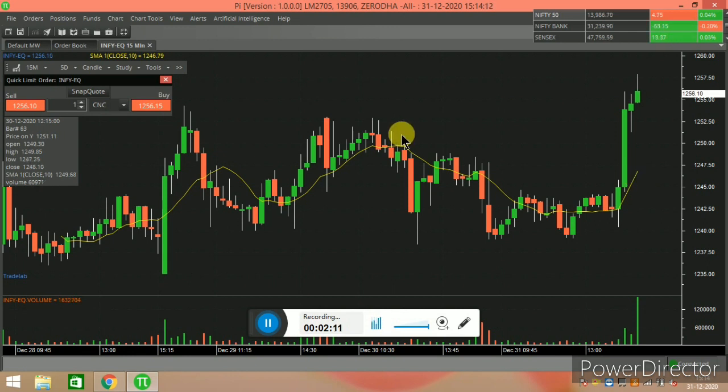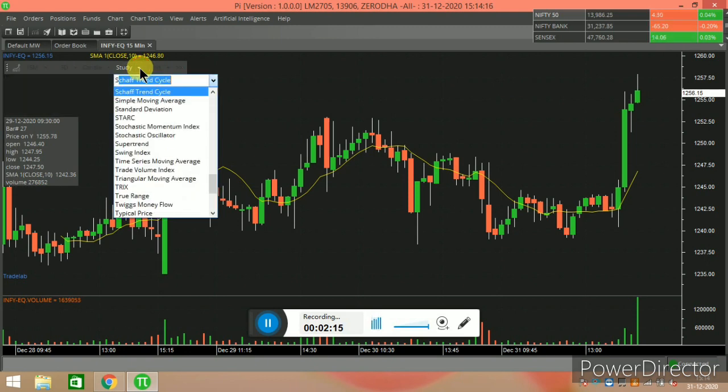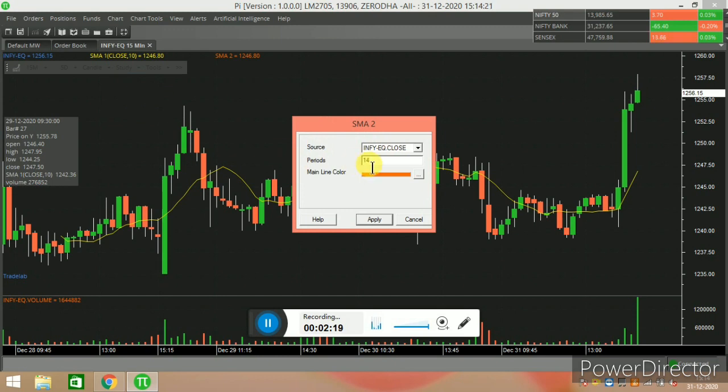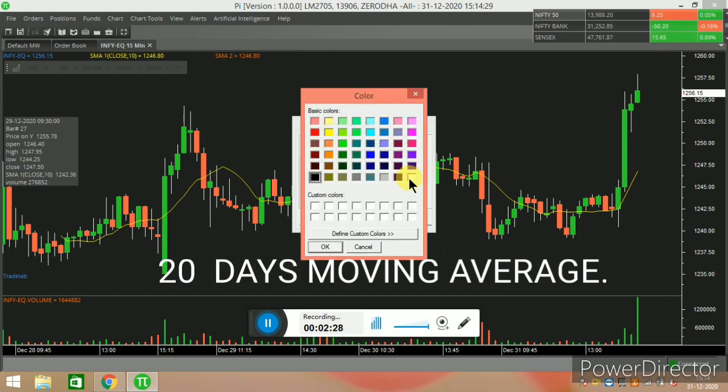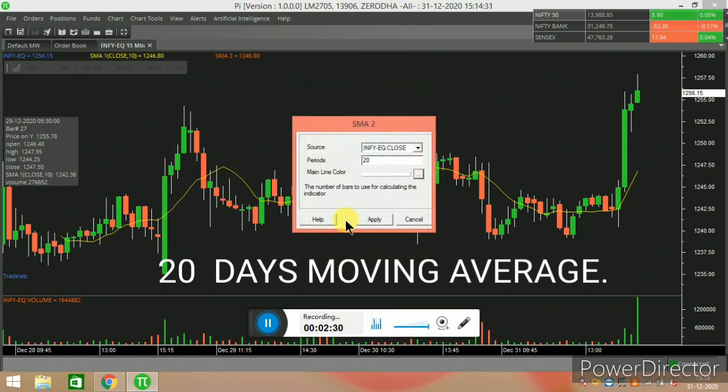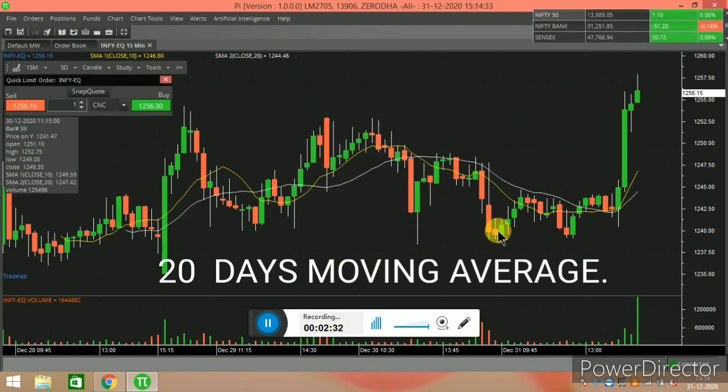So I will draw, friends, one more moving average, and that moving average I will put here. It is a simple moving average. You can use exponential moving average, it will not make a difference. Now I will put another of 20 days moving average, and I'll put this color as white here, so you can see here. So now this is 20 days moving average. So friends, you can see here it has given the entry point, and after the entry point this has gone up and it is going up.